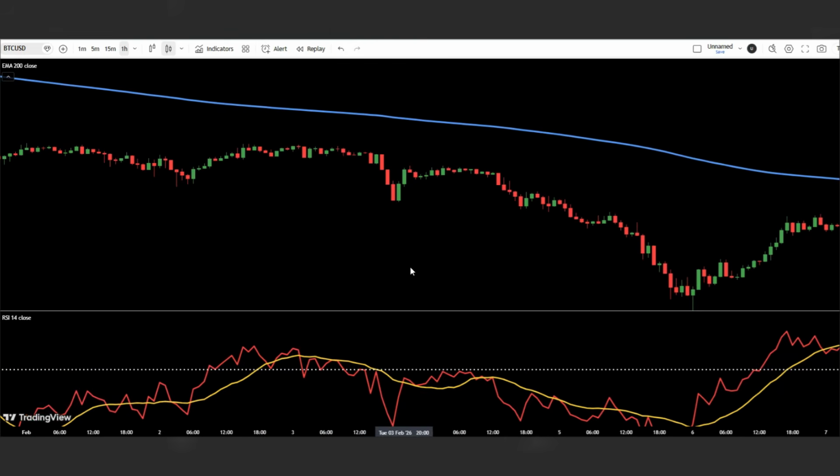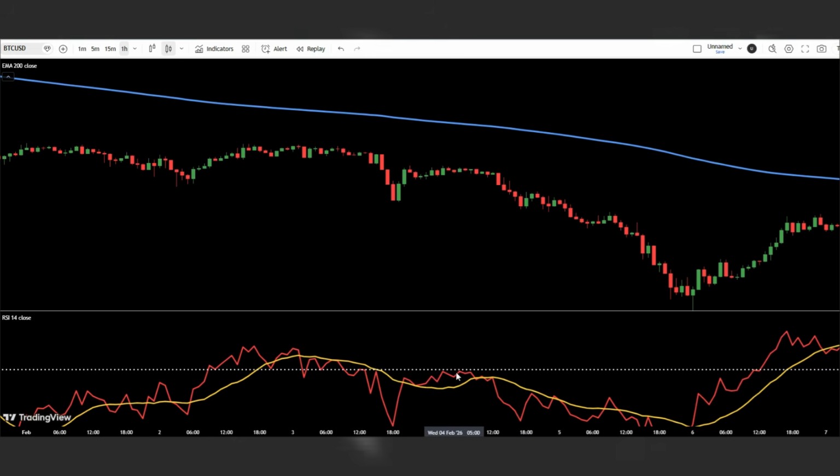Sell trade. Here in this chart, price is clearly below the EMA 200, showing a long-term bearish trend. We ignore buy signals and only look for sell opportunities. Price makes a temporary upward retracement. During this bounce, RSI rises slightly but remains below the 50 level.